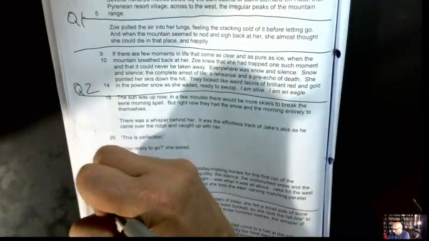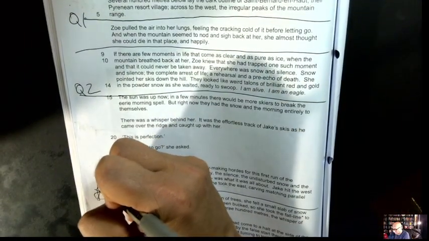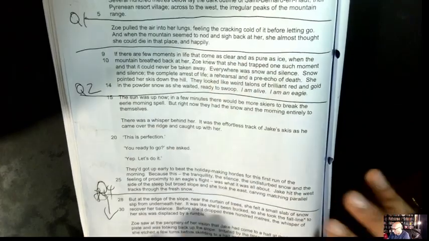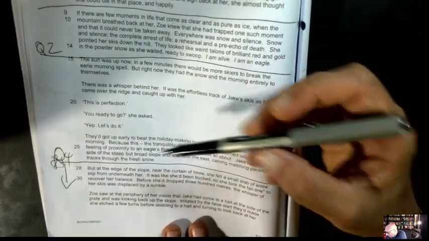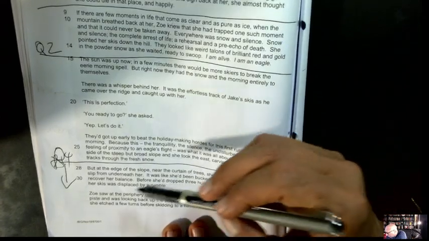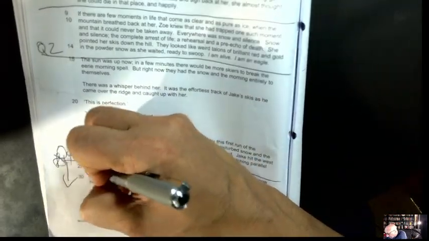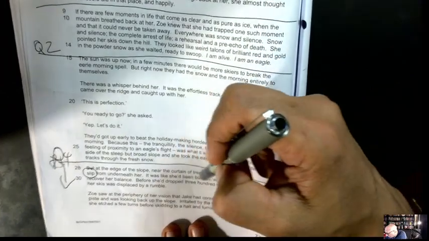Let's go back to the source. 28. There's going to be an avalanche. She felt a small slab of snow slip. There's that first clue.